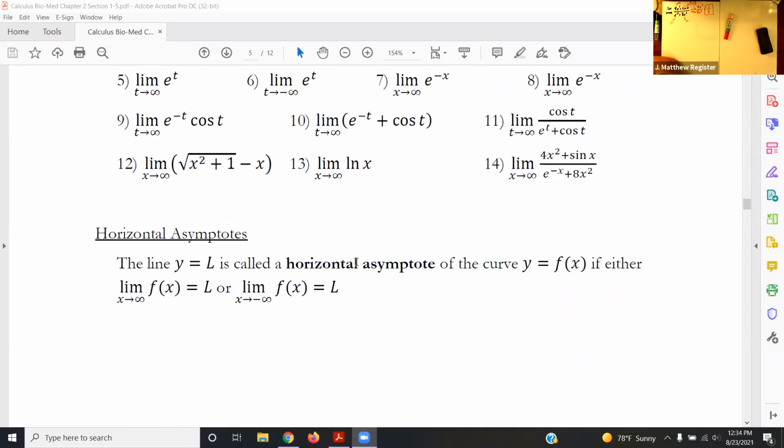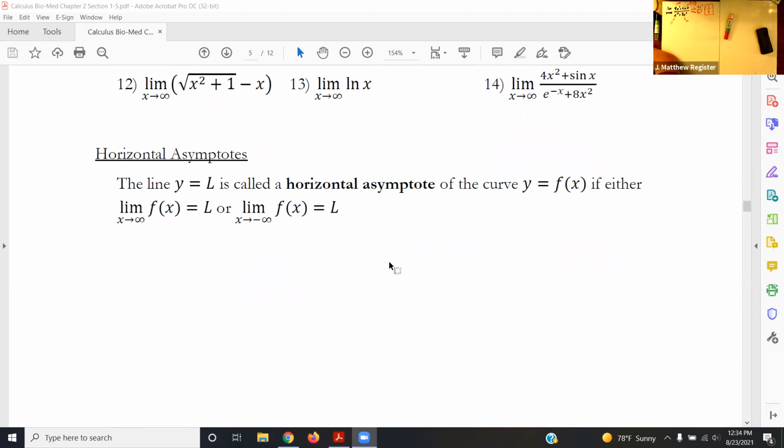We also have the idea of a horizontal asymptote. If a function has a limit, that limit is a horizontal asymptote. And it could be at infinity or at negative infinity. It would still be considered a horizontal asymptote. And so you'll see lots of functions which have multiple horizontal asymptotes, though the most you can really have is 2, one in the positive direction and one in the negative direction.